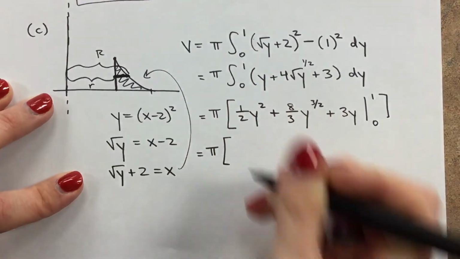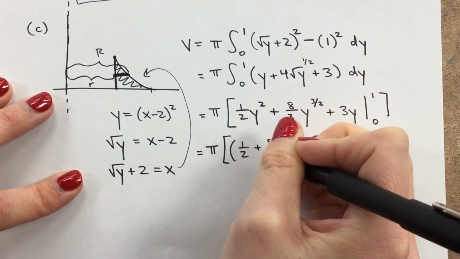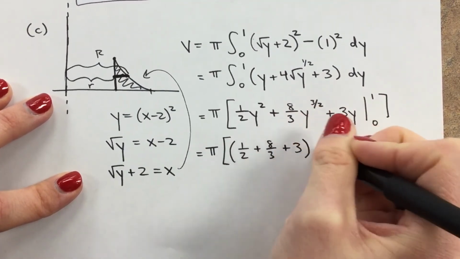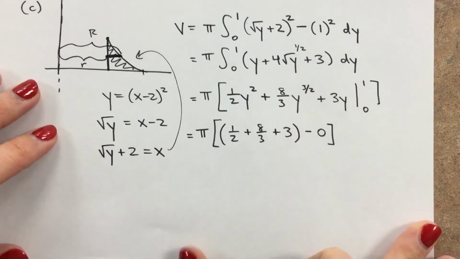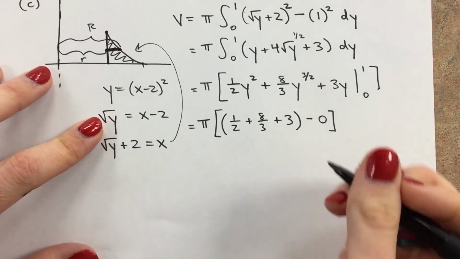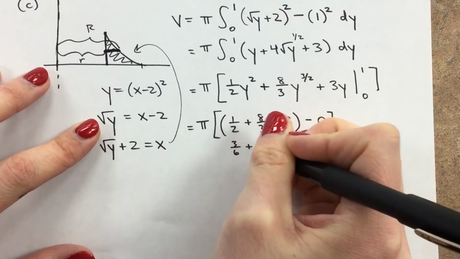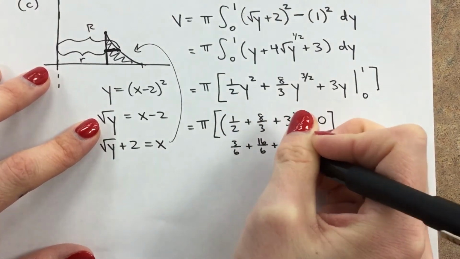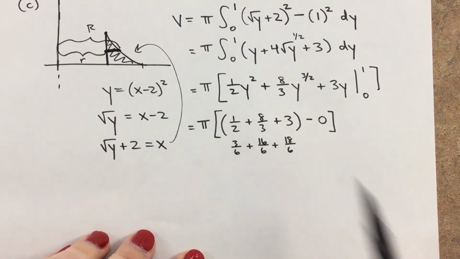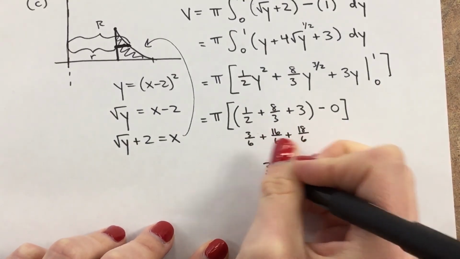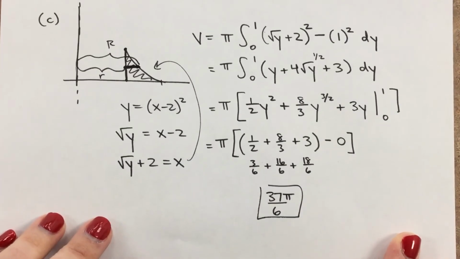All right, so plug in that 1 first. 1/2 times 1 plus 8/3 times 1 plus 3 times 1 minus, and then when you plug in 0 and 0 and 0, that whole thing is just going to be 0. So just a little arithmetic here. We can get common denominators of 6. Okay, so this would be 3 over 6. This would be 16 over 6. This would be 18 over 6. Add these together. We get, what, 21 and then 37. A lovely 37 over 6 times pi. That would be our exact answer. Because remember, you do not have a calculator on that portion of the test.